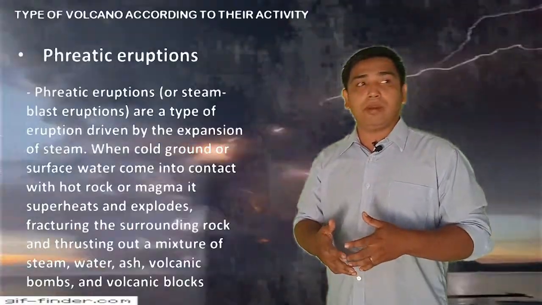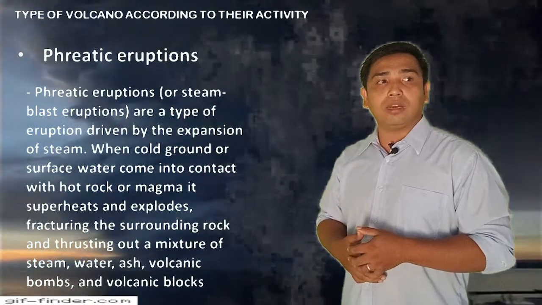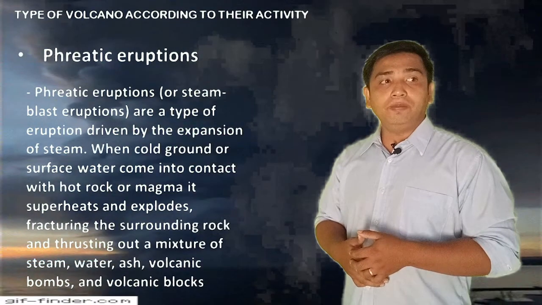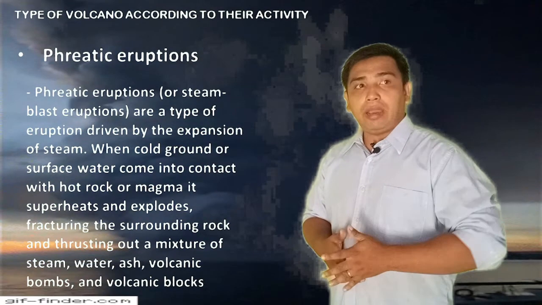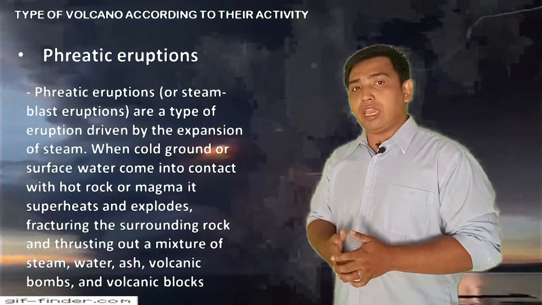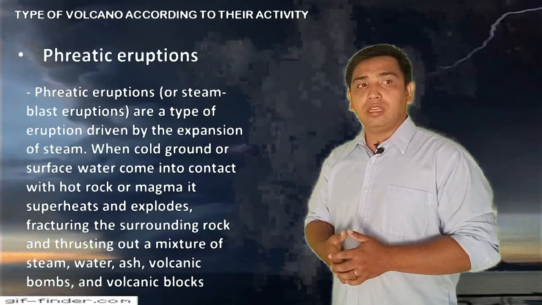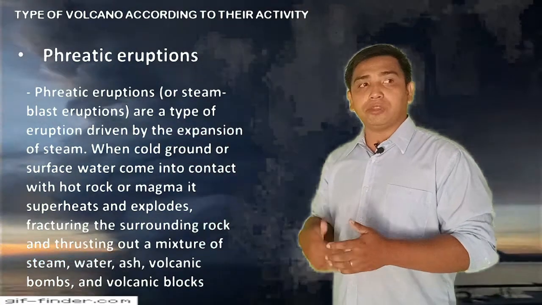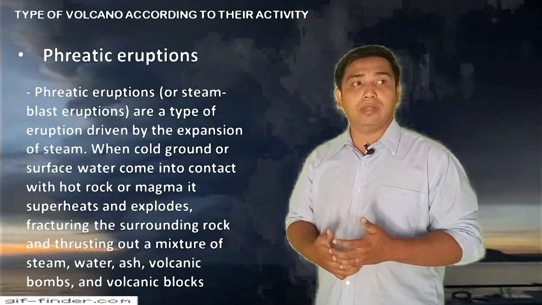And then lastly, we have the phreatic eruption or phreatic explosion. Phreatic eruptions are a type of eruption driven by expansion of steam. When cold groundwater or surface water comes in contact with the magma or the lava, it superheats and explodes. It will fracture the rock and thrust the mixture outward, composed of steam, water, ash, and some volcanic bombs and volcanic blocks.